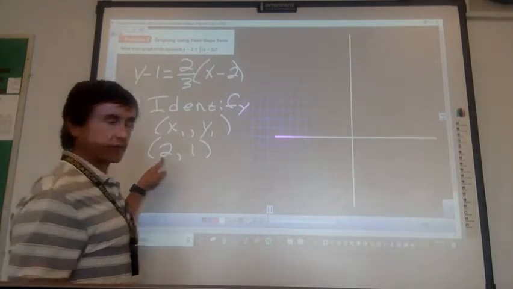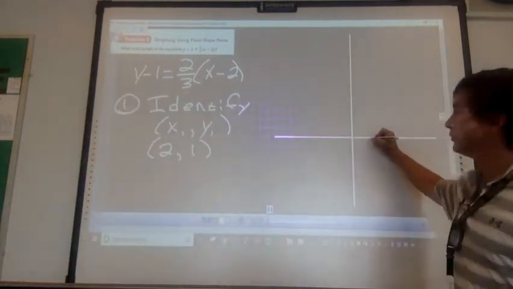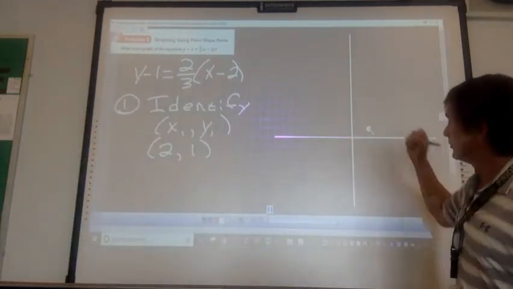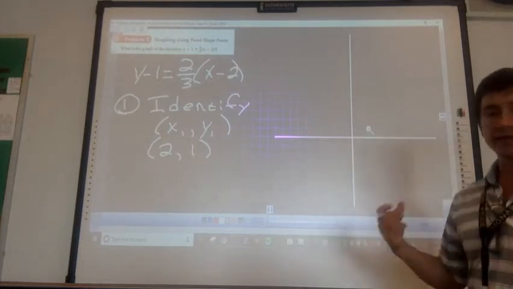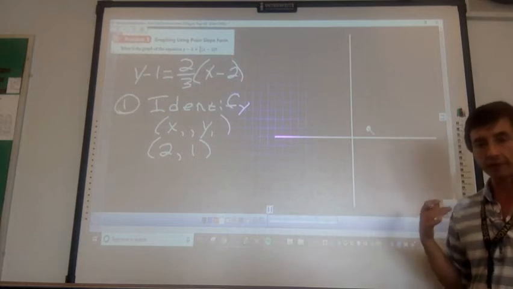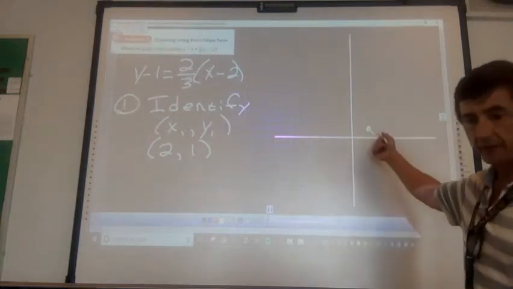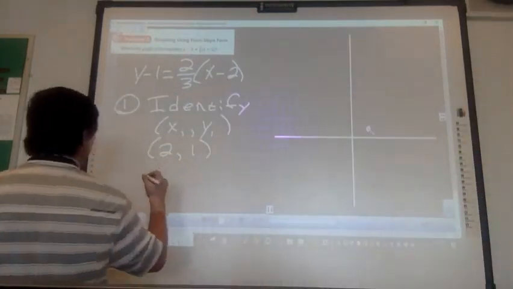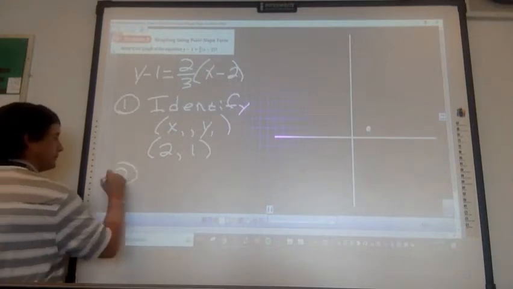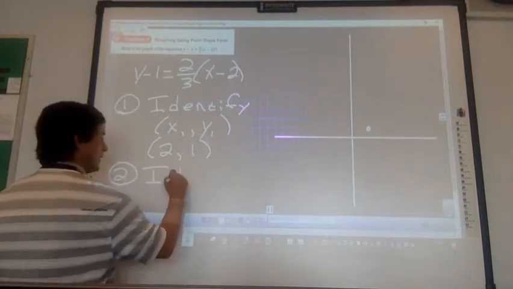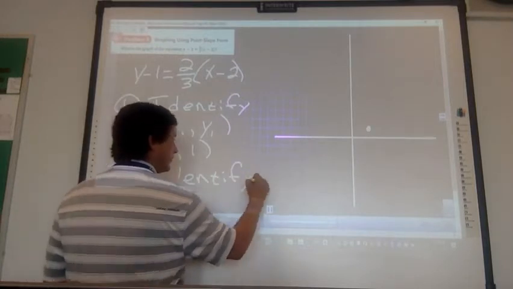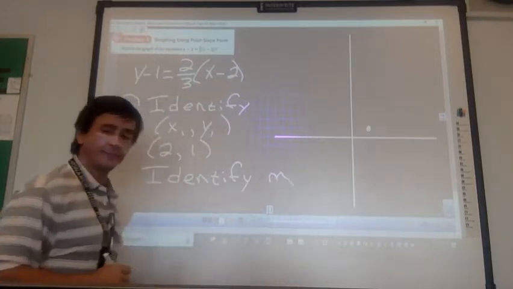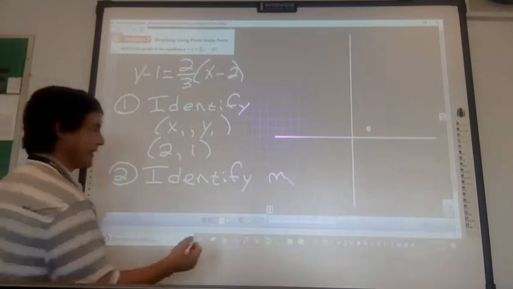So 2 on x, 1, 2, 1 on y, boom. Okay, step 1, identify x1, pull the point out using opposite signs, graph the point. Step 2, identify the slope, which I'm just going to write as m. All of you should know that slope by now.